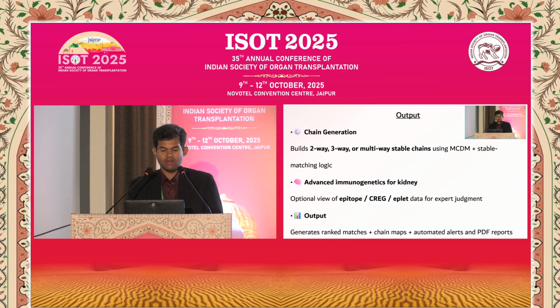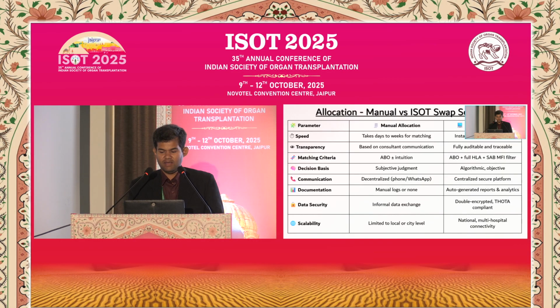The algorithm then constructs two-way, three-way or multi-way stable chains based on the discretion of the consultant using multi-criteria decision-making logic. The consultants can still review optional epitope or CREG data for renal transplants before finalizing a match. Finally, the system produces ranked match reports, visual chain maps and automated notifications, all within a period of seconds.